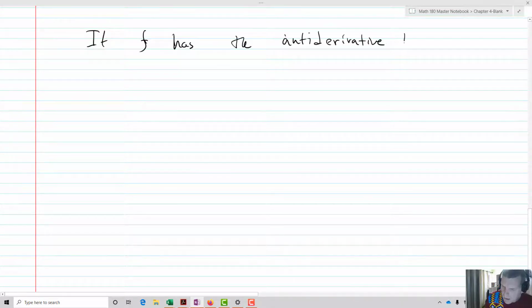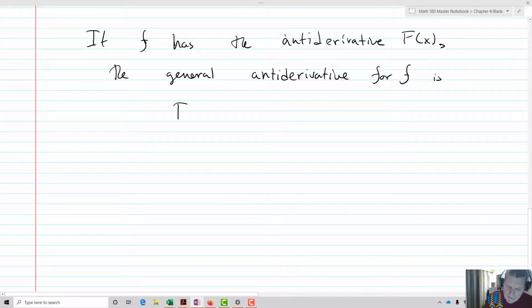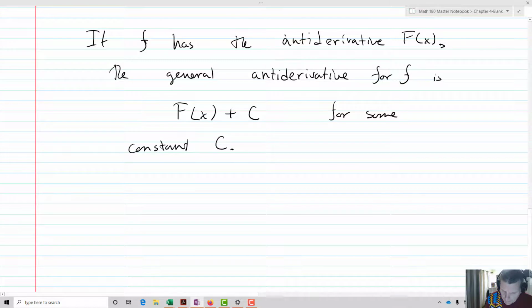So what we're looking at here is, if little f has the antiderivative big F of x, then the general antiderivative for f is big F of x plus c for some constant c, right? And we're going to need a method to figure out what that constant c is. We find the constant c by using initial conditions.